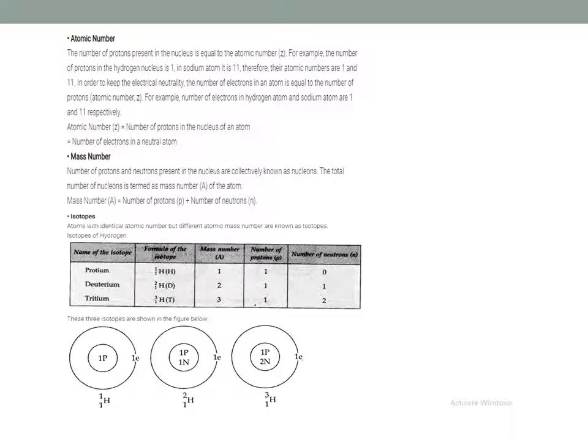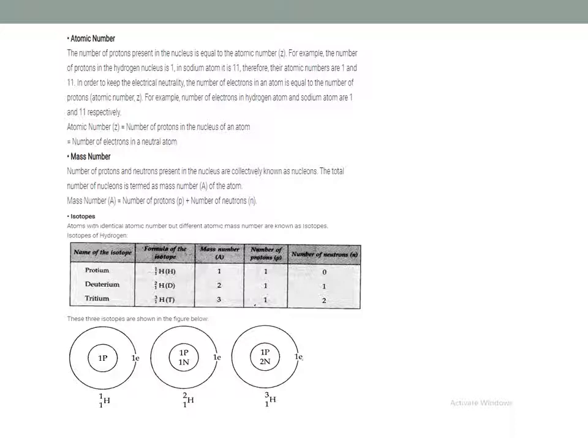Now, mass number. Number of protons and neutrons present in the nucleus are collectively known as nucleons. The total number of nucleons is termed as mass number of the atom. Mass number is represented by A. A is equal to number of protons plus number of neutrons.